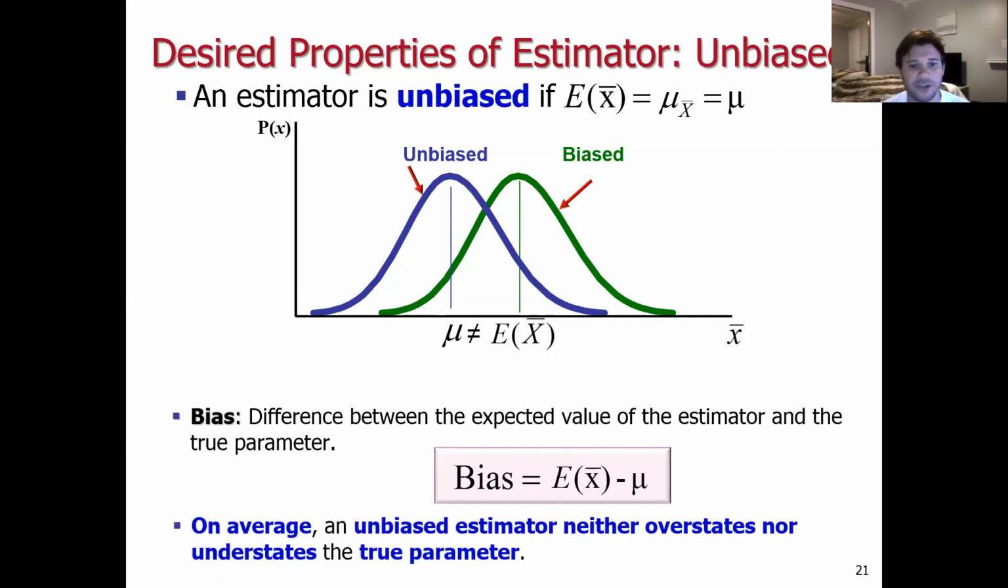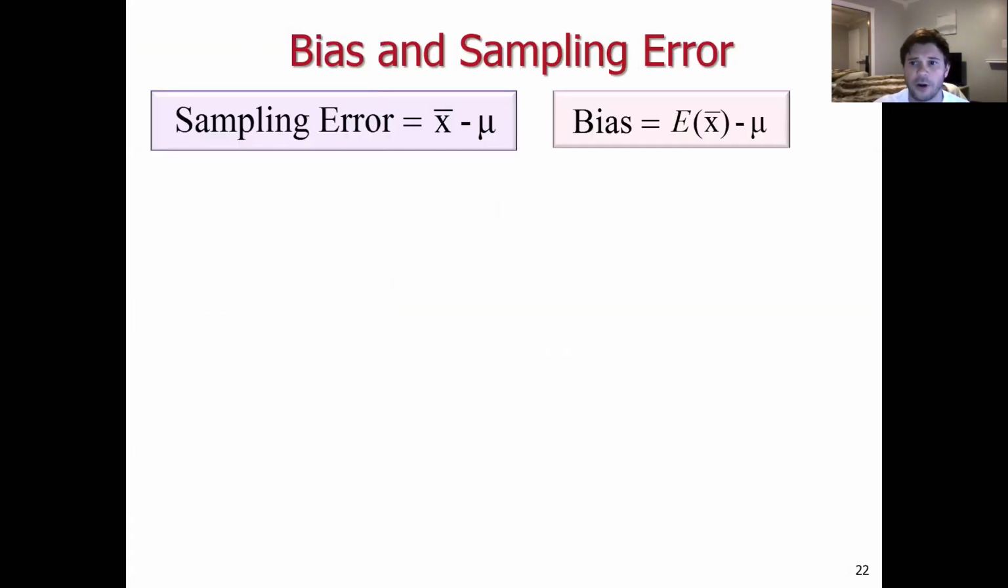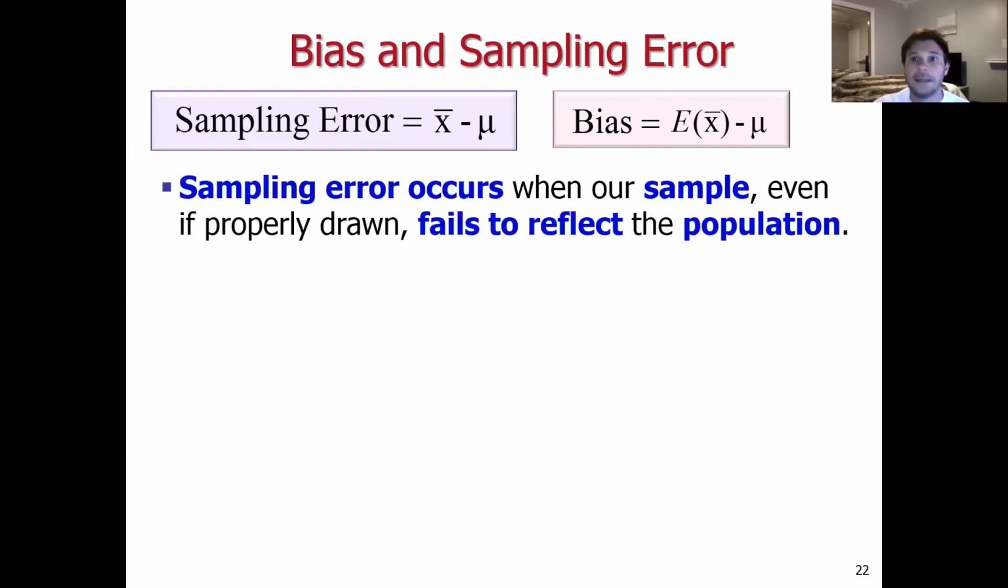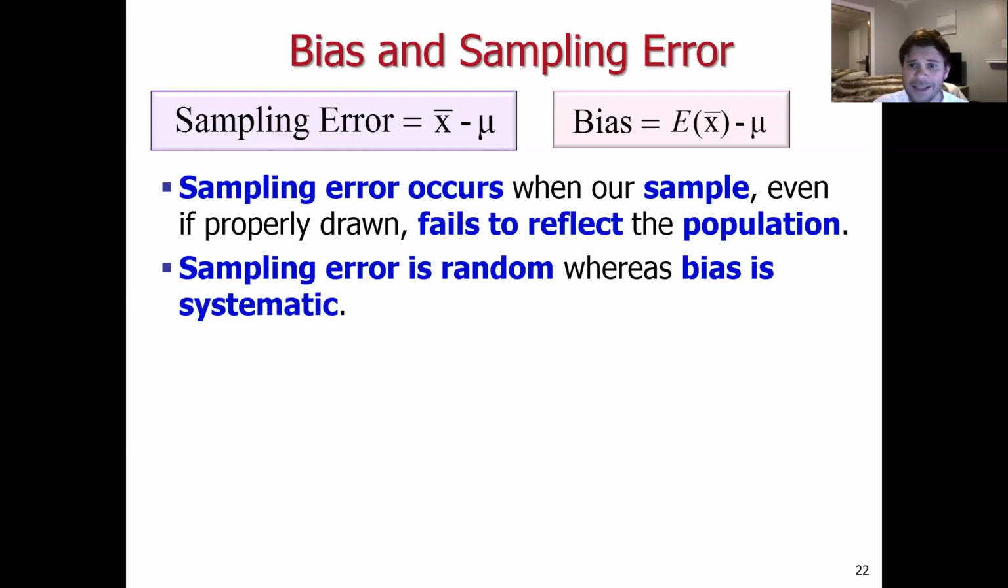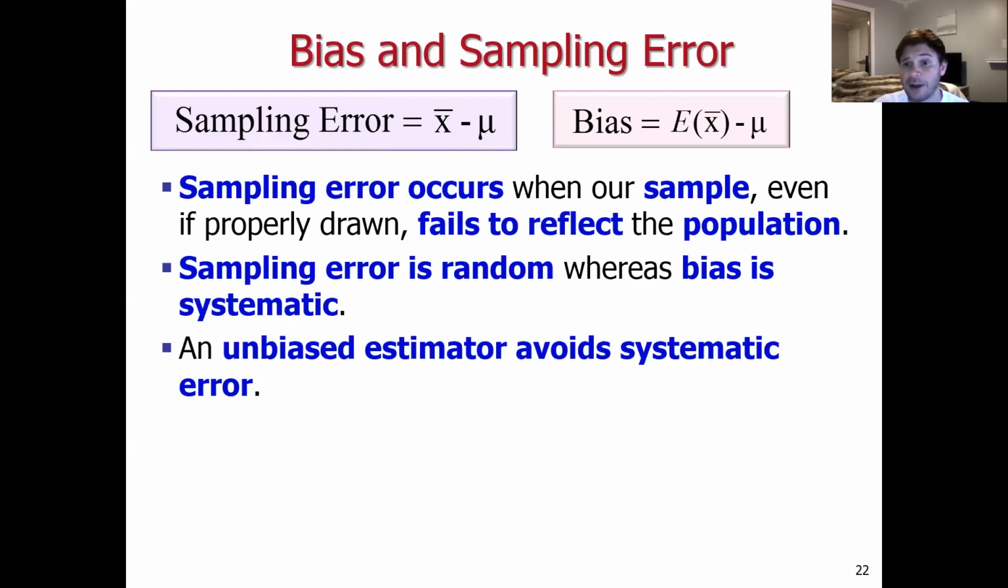So we're saying on average, an unbiased estimator should not be overstating or understating the true parameter value in the population. These two things are a little bit different, right? The sampling error occurs when our sample, even if properly drawn, is not a perfect representation of the population. That's why one particular sample mean could be different than the population mean. But bias is systematic. Sampling error is random, but bias tends to be systematic, and an unbiased estimator avoids systematic errors.